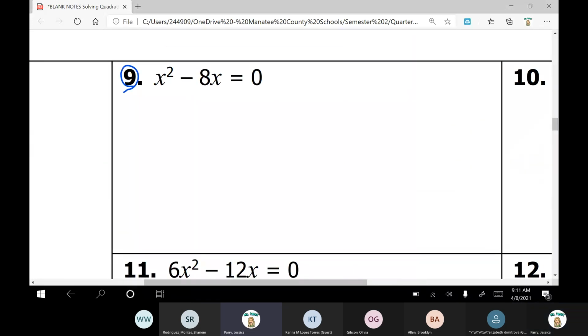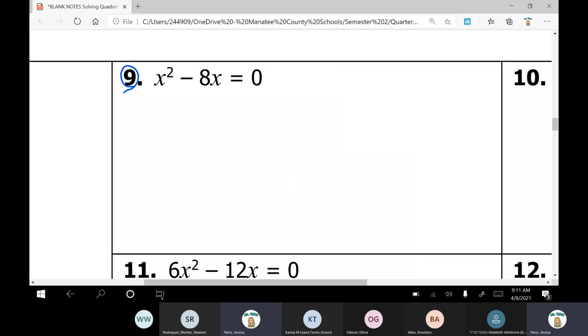Number 9 is our next one. We've got x to the power of 2 minus 8x equals 0. Just like our normal thing, we're following those same steps. Step 1, set the quadratic equation equal to 0. That's done for us already. And then step 2, factor the left side.